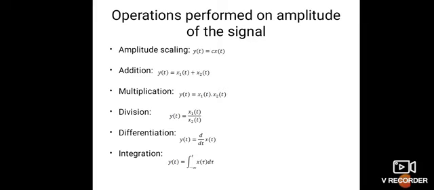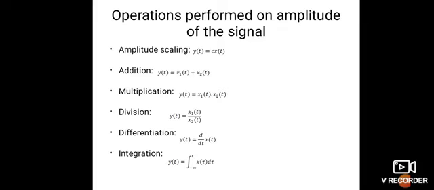In case of amplitude scaling, the amplitude of the signal can be changed. Suppose I am taking y(t) = c x(t) and c has a value, suppose 2, 3, 4, any value. Suppose I am taking y(t) = 2x(t). That means the whole signal x(t) is multiplied with a value 2, and the 2 is multiplied with the amplitude part of x(t).